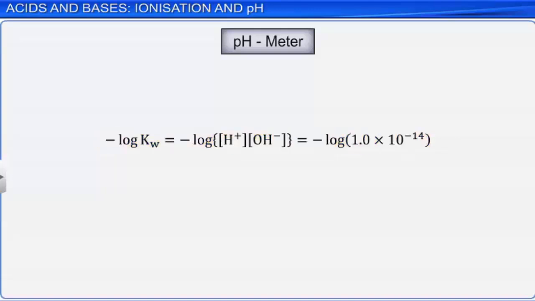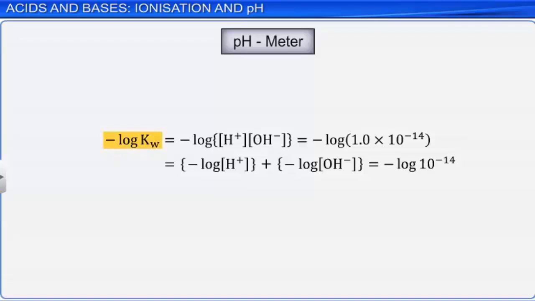Negative log of H+ and OH- ion concentrations can further be written as negative log of H+ ion concentration and negative log of OH- ion concentration. This is equal to negative log of 10 to the power of -14. As negative log of Kw is equal to pKw, negative log of H+ ion is equal to pH, and negative log of OH- ion concentration is equal to pOH. Thus, the ionic product of water at 298 Kelvin, pKw, is equal to pH plus pOH, which is equal to 14.